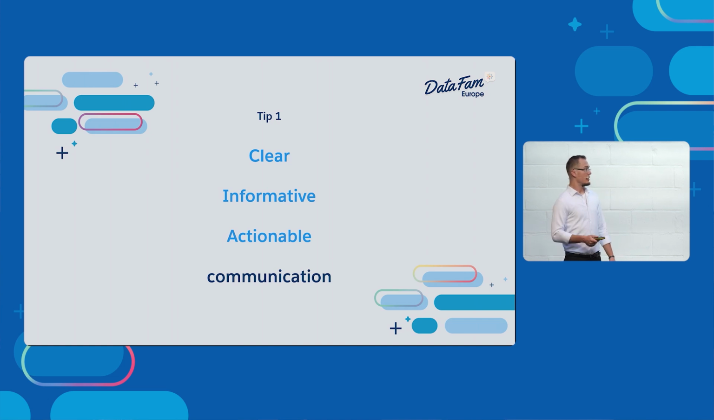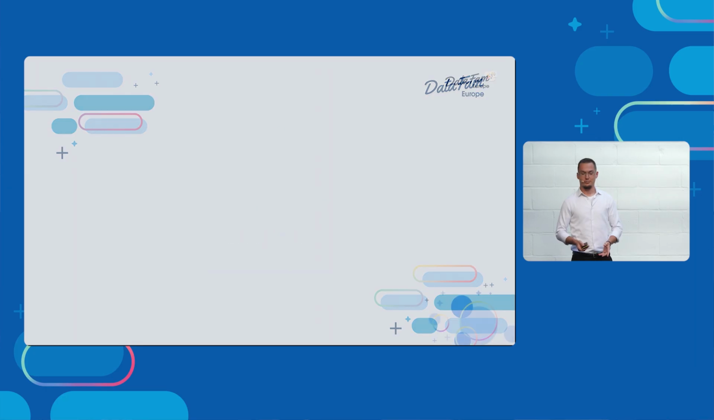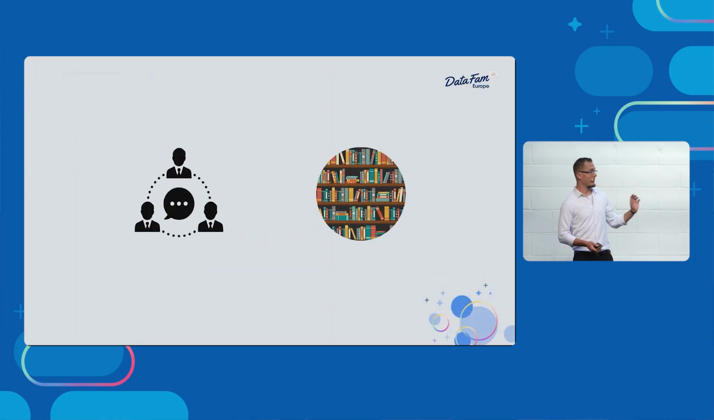Shortly, communication: clear, informative, actionable. Long story short, remember all the emails that you are receiving and messages on Slack and Teams. Don't be that person. Be clear. And now, having that out of the way, we'll be talking about the technical stuff, the cool part.